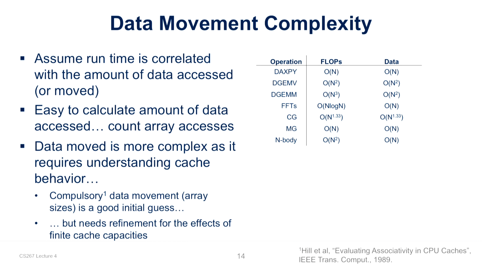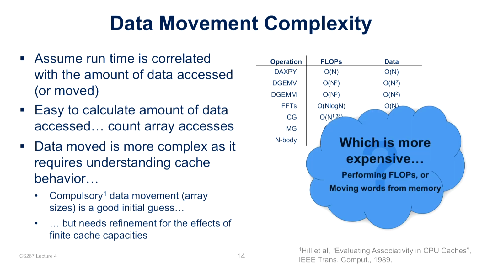And similarly for something like n-body, where you've got a set of particles and you want to compute all interactions between all pairs of particles. There are n squared of those pairs, and so the computational complexity is order n squared, but the amount of data that inherently has to be moved is order n. And so the question for this graph is, which one of these things is more expensive?